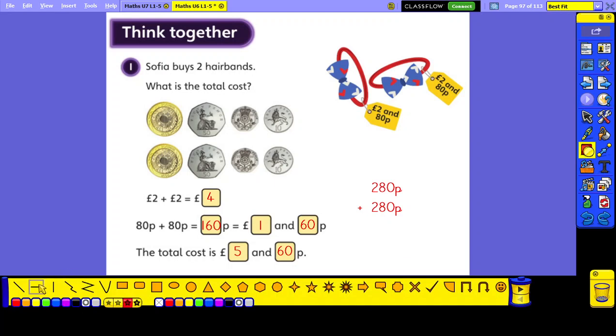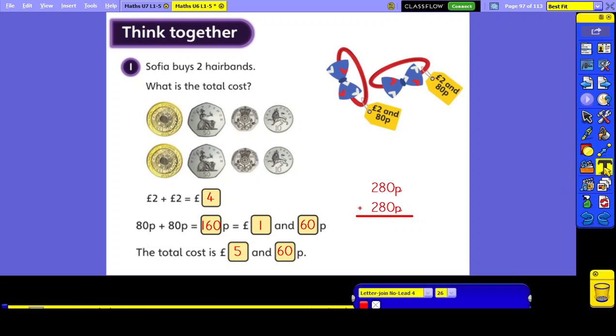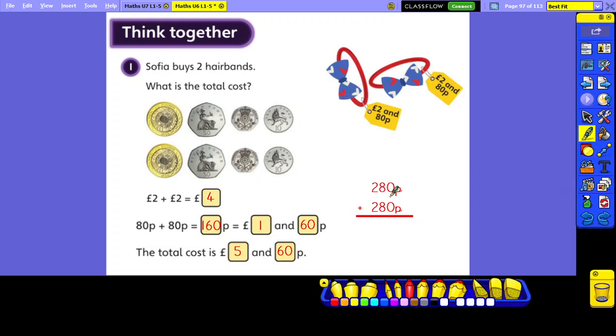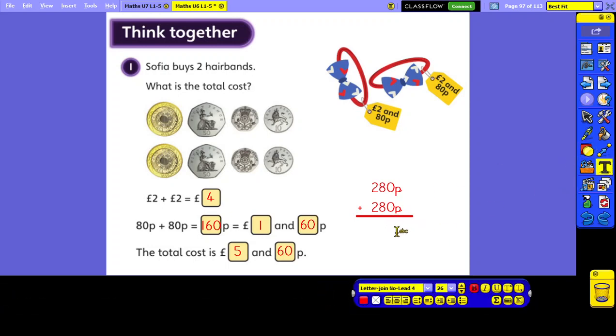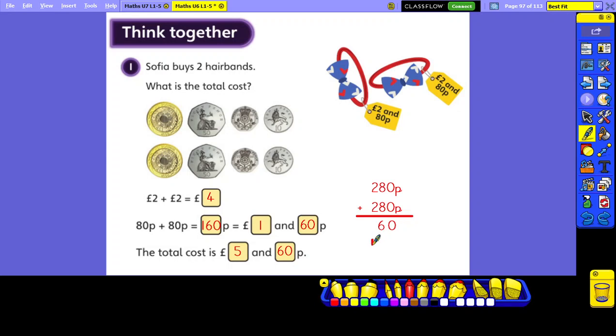Okay, so if I just put a line across here, what you could have done is nothing add nothing is nothing. Just put that underneath. 8 add 8 is 16, so I would have had my 6 under my tens column, and I would have had to have carried my 1 under the hundreds column.